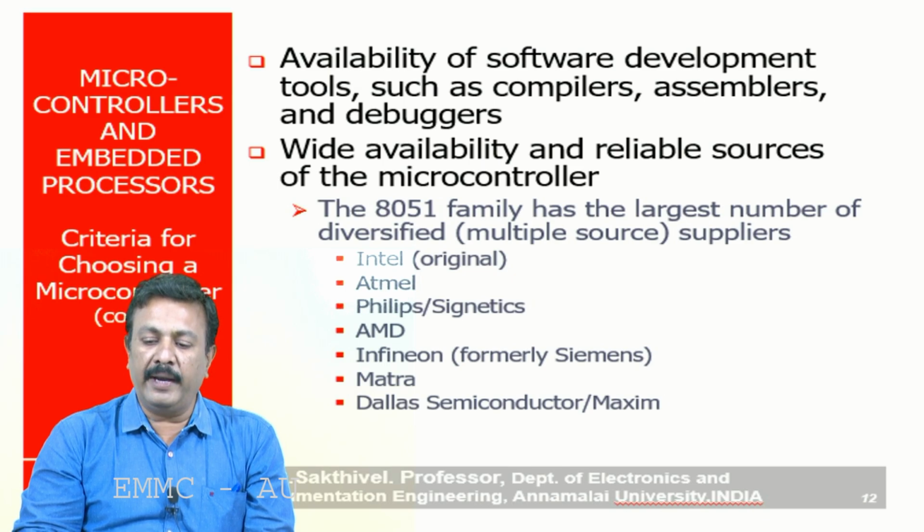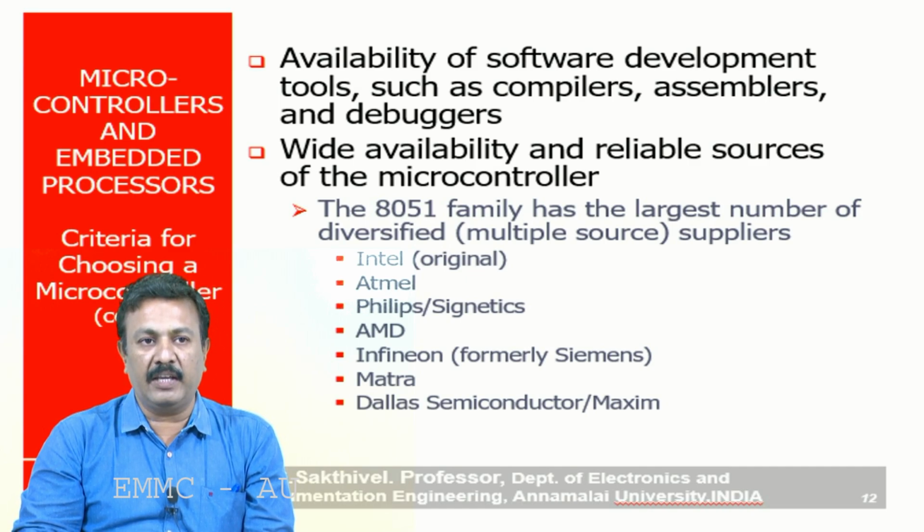Next one, wide availability and reliable sources of the microcontroller. For example, if you take the 8051 family, it has the largest number of diversified, that is multi-source, suppliers. You must choose the microcontroller like this, because for example this year you are choosing one microcontroller for your application. After 20 years, if that microcontroller is not available in the market, some other sources, some other vendors may supply it, if it has diversified suppliers.